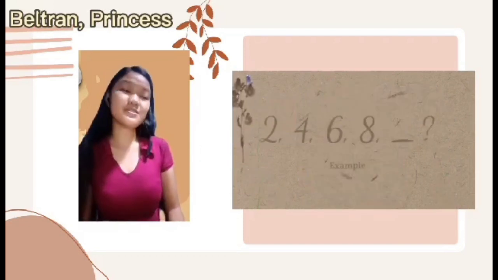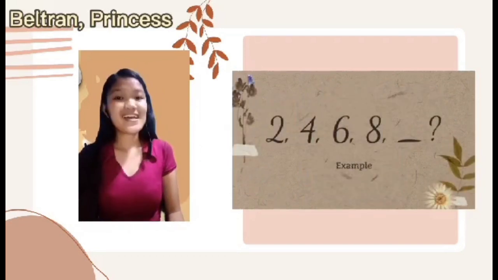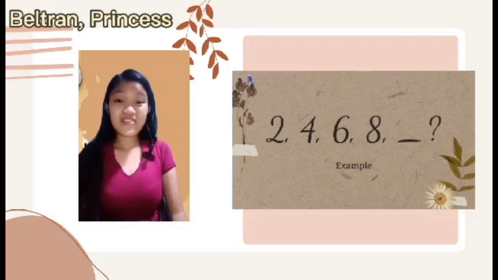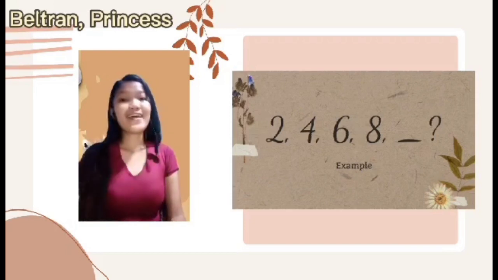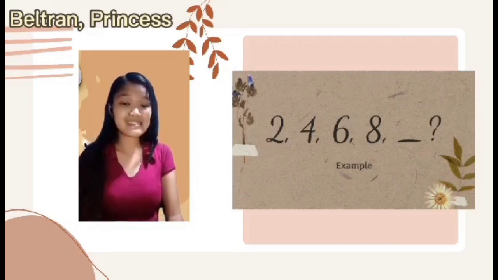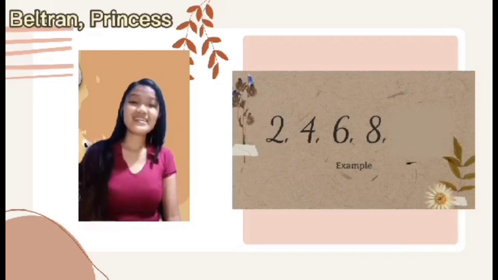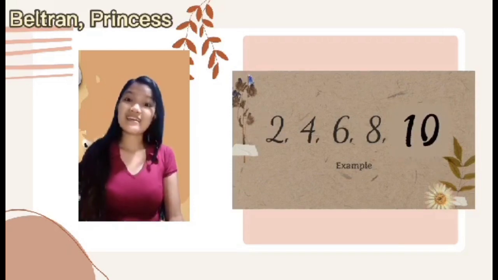Here's another example. 2, 4, 6, 8. Now observe that numbers in this sequence are increasing by 2. So 2 plus 2 is 4, and 4 plus 2 is 6. 6 plus 2 is 8. So the next number is 10.